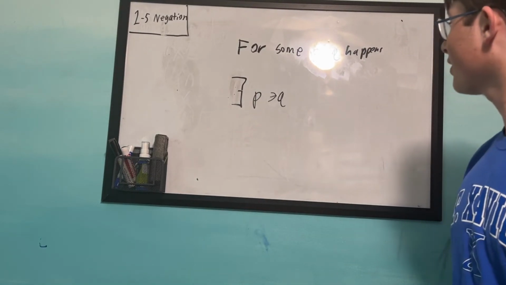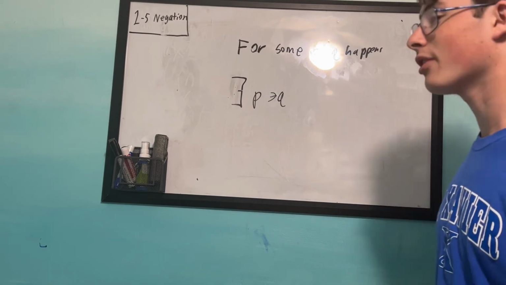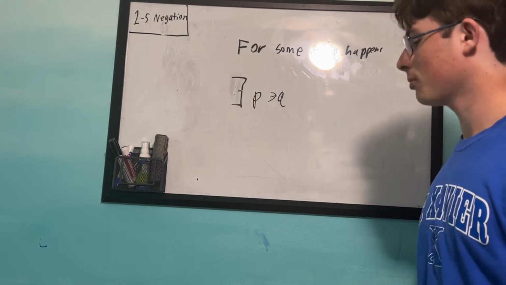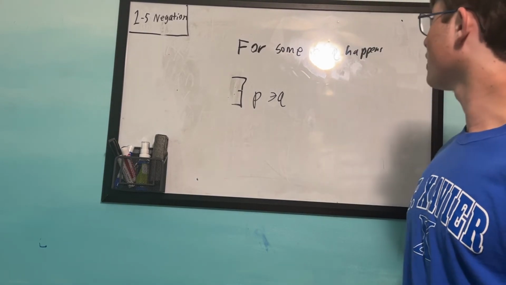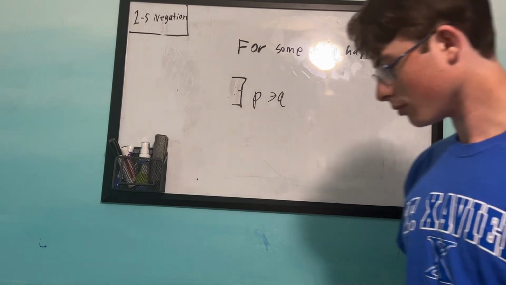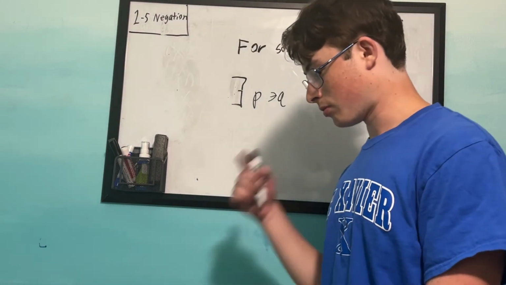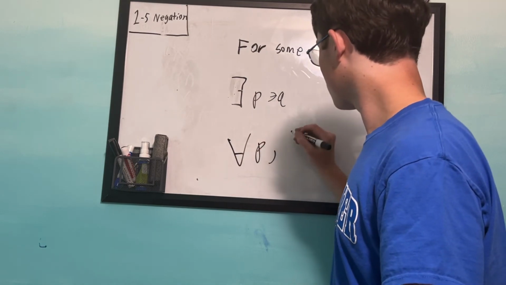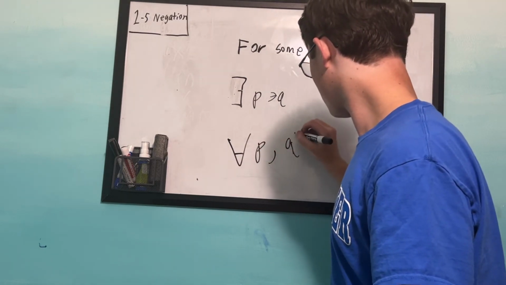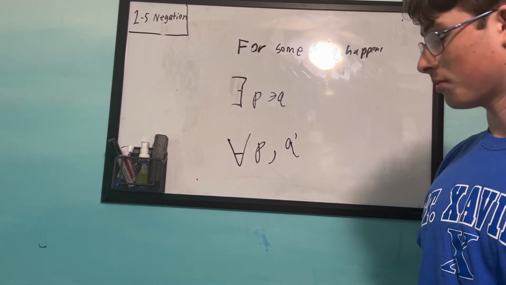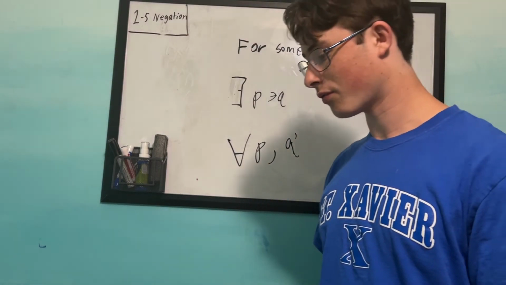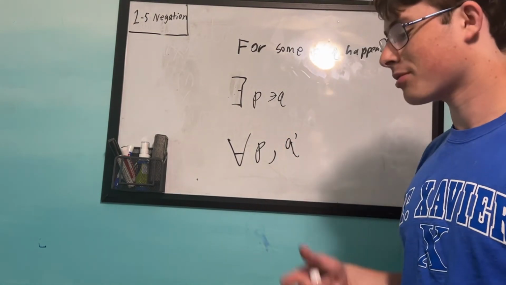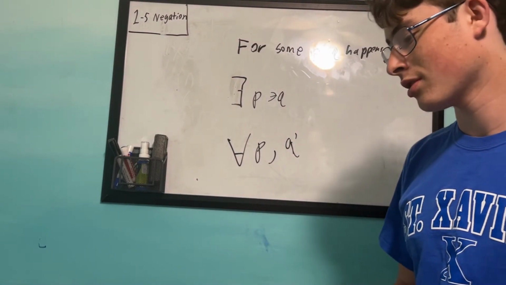And the opposite of it isn't that for some P, Q doesn't happen, because that's actually implied by the statement. But instead it's for all P, Q does not happen, which we would write as for all P, not Q. That could also be something really big, like a really big mathematical statement, but this right here is pretty easy to work with in my opinion.